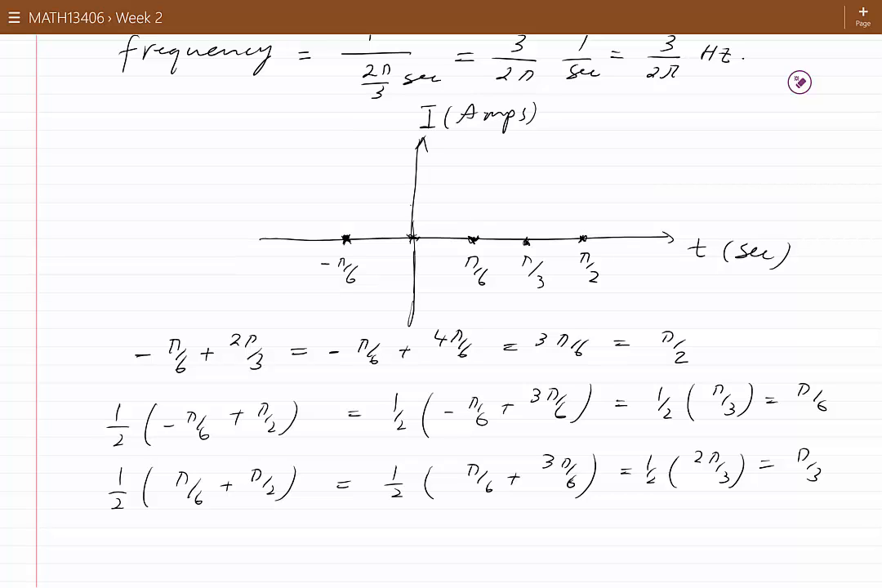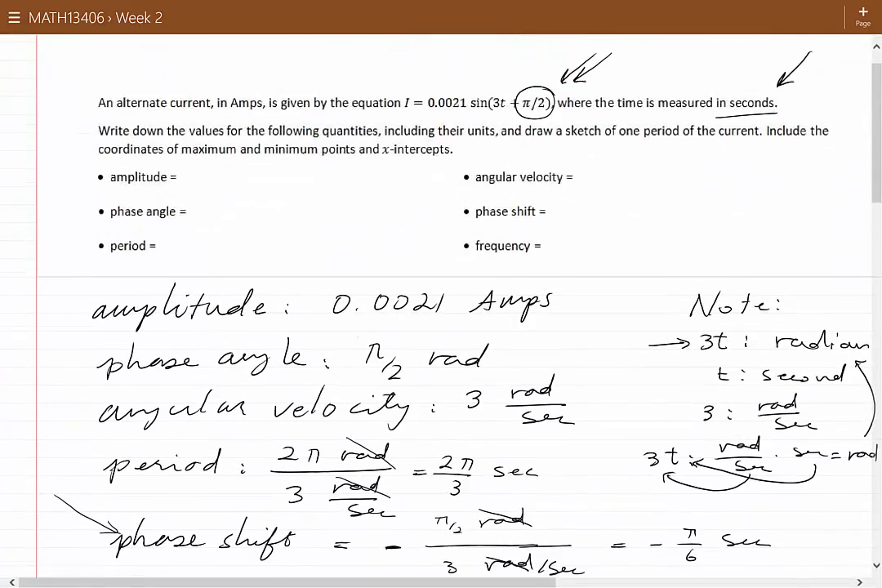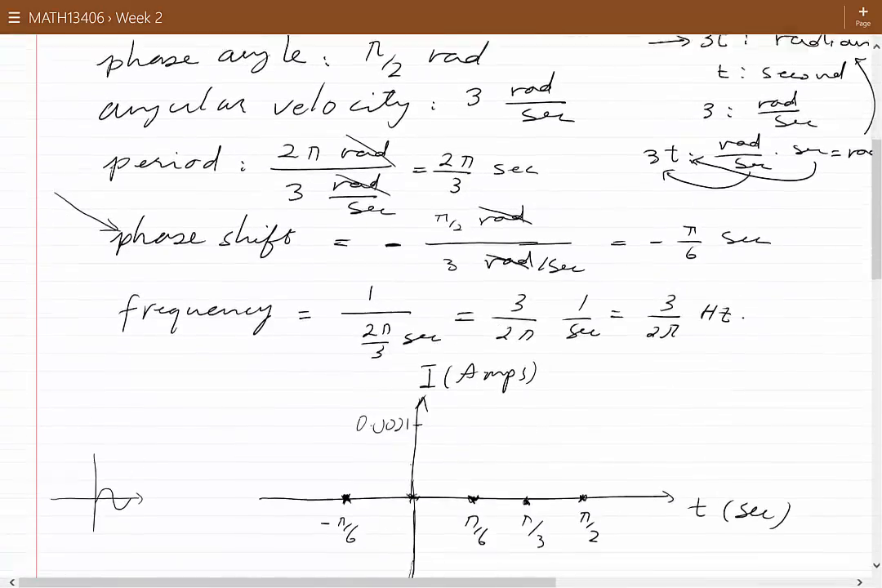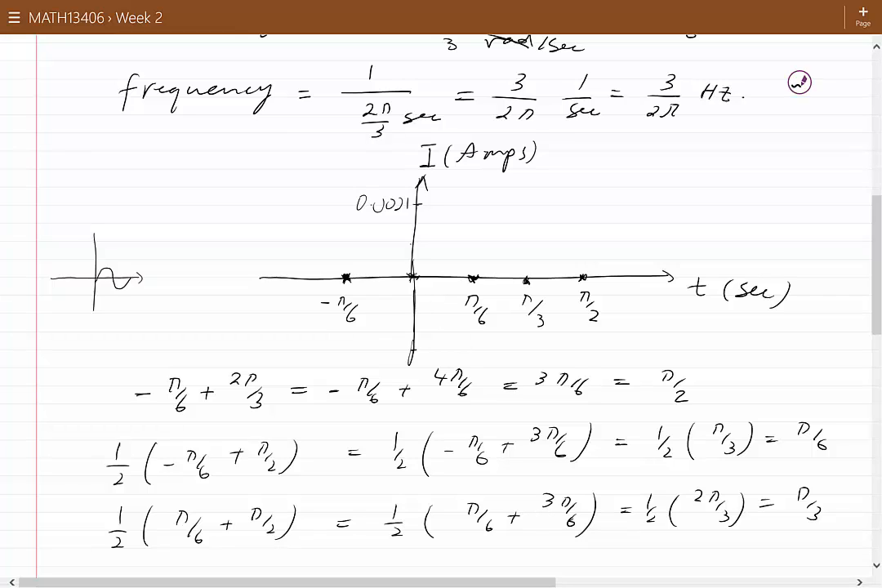The typical graph for sine, the fundamental graph, looks like this, as you can see. So I'm going to create the same graph given the points that I have on the x-axis. The graph starts from minus pi by 6. It reaches the maximum at 0, and the value of the maximum would be the amplitude, which is 0.0021. Let's double check. That's right. And then the minimum would be 0.0021 with a negative sign.